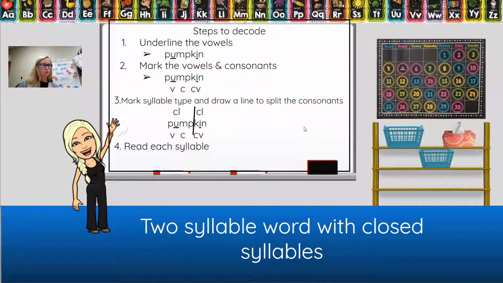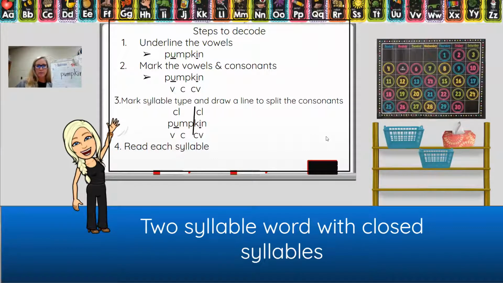All right, let's try another word. Go ahead, and this time I want you to try it with me. If you didn't try it with me the first time, I would love for you to try it with me the second time. You can see that on my screen, I have the word P-U-M-P-K-I-N.